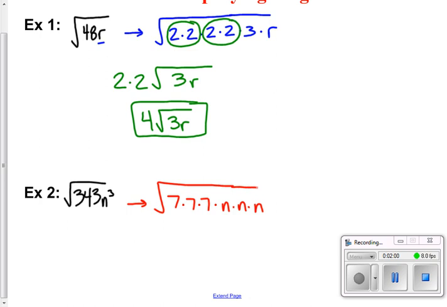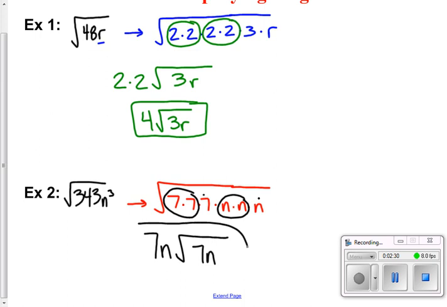Looking at this problem, I'm dealing with a square root, so I need a pair in order to move something out. I can move out a set of 7's, and I can move out a set of n's. So on the outside I have 7n. Inside your square root, you still have a 7 and an n. So our answer for example 2 is 7n square root 7n.